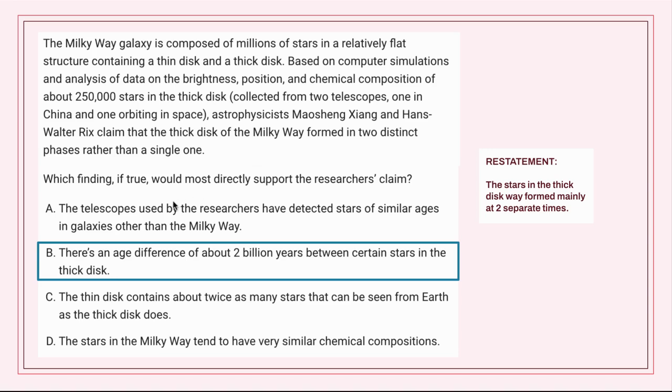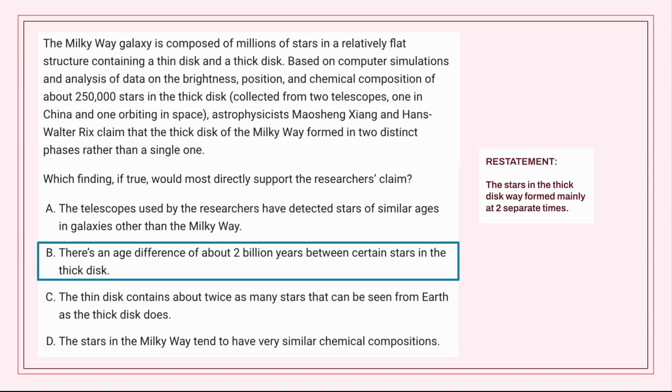So A, the telescopes used by the researchers have detected stars of similar ages in galaxies other than the Milky Way. We're talking about stars inside the thick disk, not outside of the Milky Way, so that doesn't really make any sense. C, the thin disk contains about twice as many stars that can be seen from Earth as the thick disk does. We're not comparing the thin disk versus the thick disk. We're comparing the stars inside the thick disk. So that doesn't really make any sense. This passage has nothing to do with the thin disk, even though they mention it in the beginning.